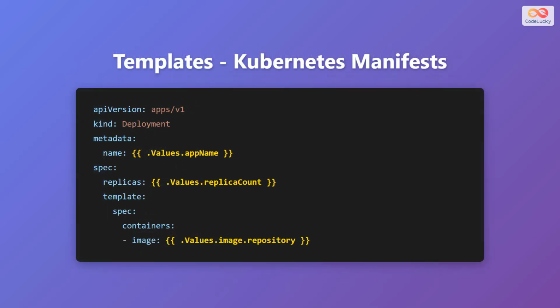Templates are Kubernetes manifest files with placeholders that get replaced with actual values during deployment. Instead of static YAML files, templates use special syntax with double curly braces to reference values. For instance, in a deployment manifest, you might use .Values.appName to inject the application name from your values file. Similarly, .Values.replicaCount pulls the replica count, and .Values.image.repository specifies the container image. This templating system makes your manifests flexible and reusable across different configurations and environments.